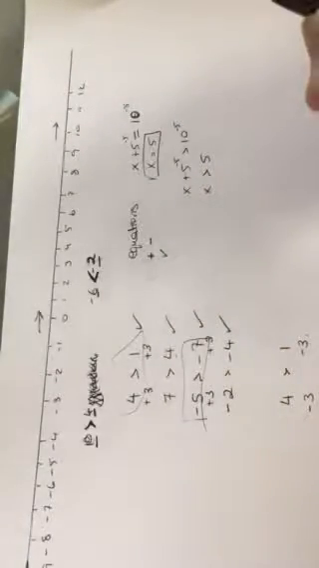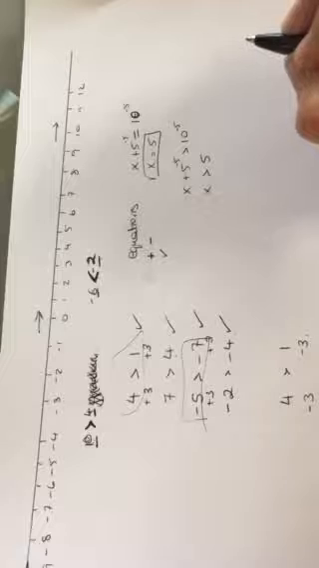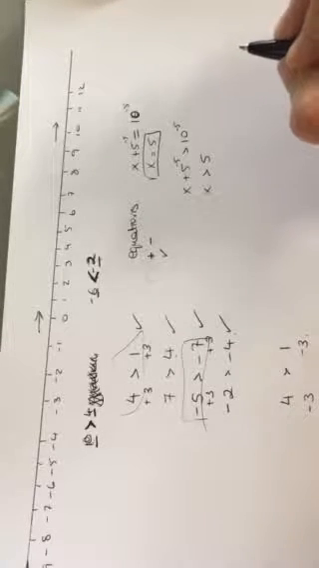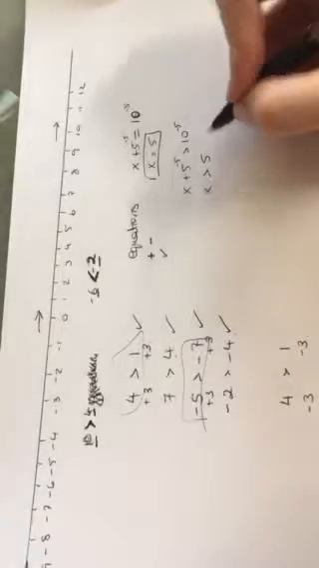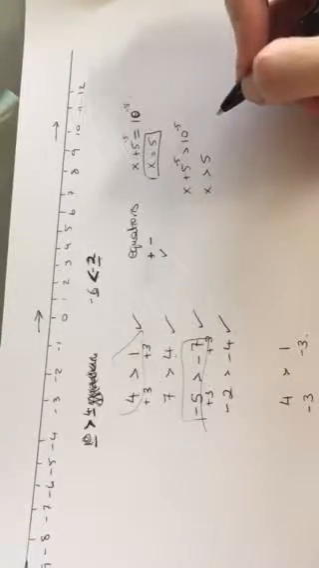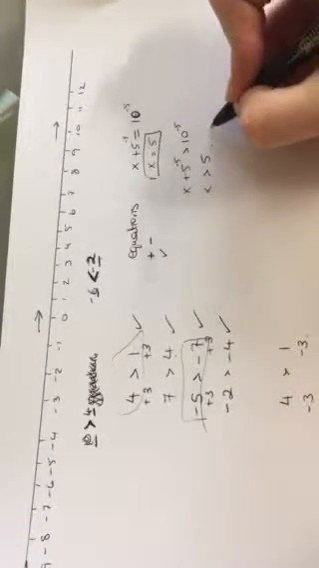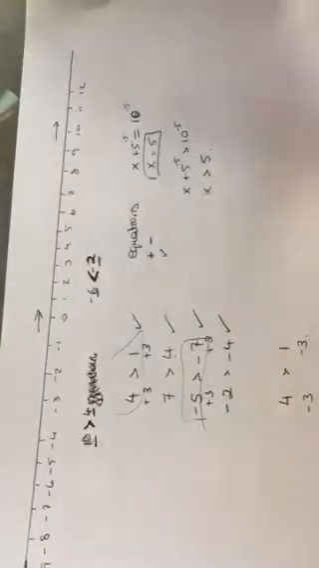So what numbers are greater than 5? Like 5.1, 5.01, 6, 6.5. We've loads of numbers greater than 5. So there's loads of answers to that. X is any number greater than 5.